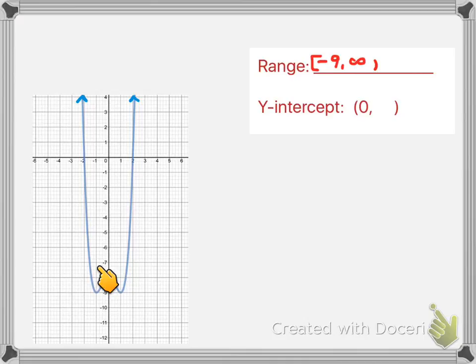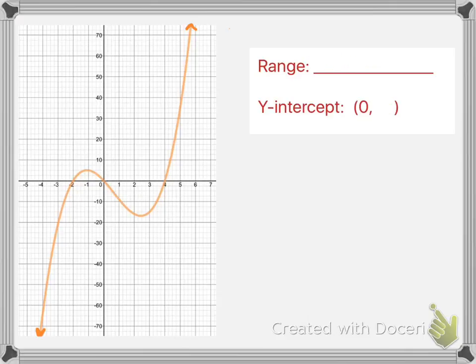Your intercept hits right here, which is at -8, and so we just call that (0, -8). That's its point. Alright, another example.